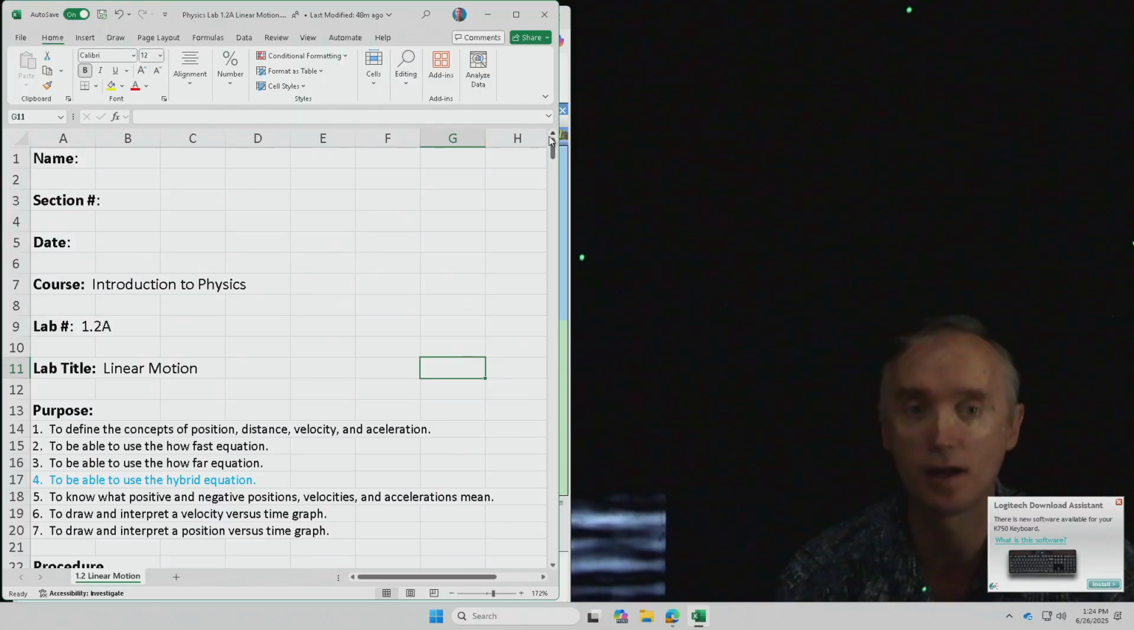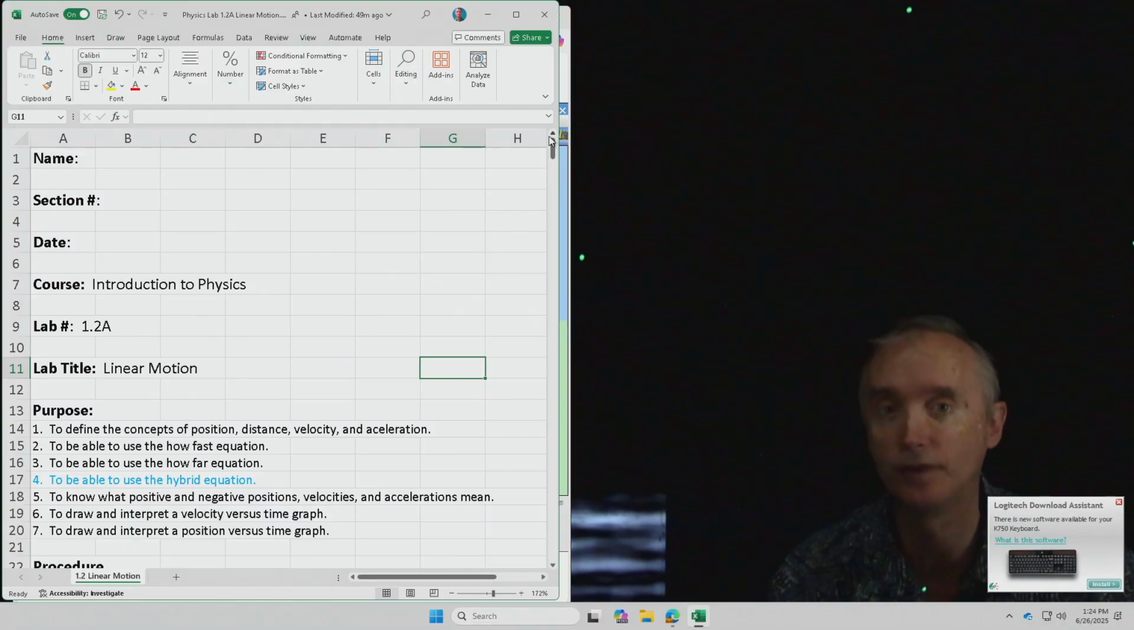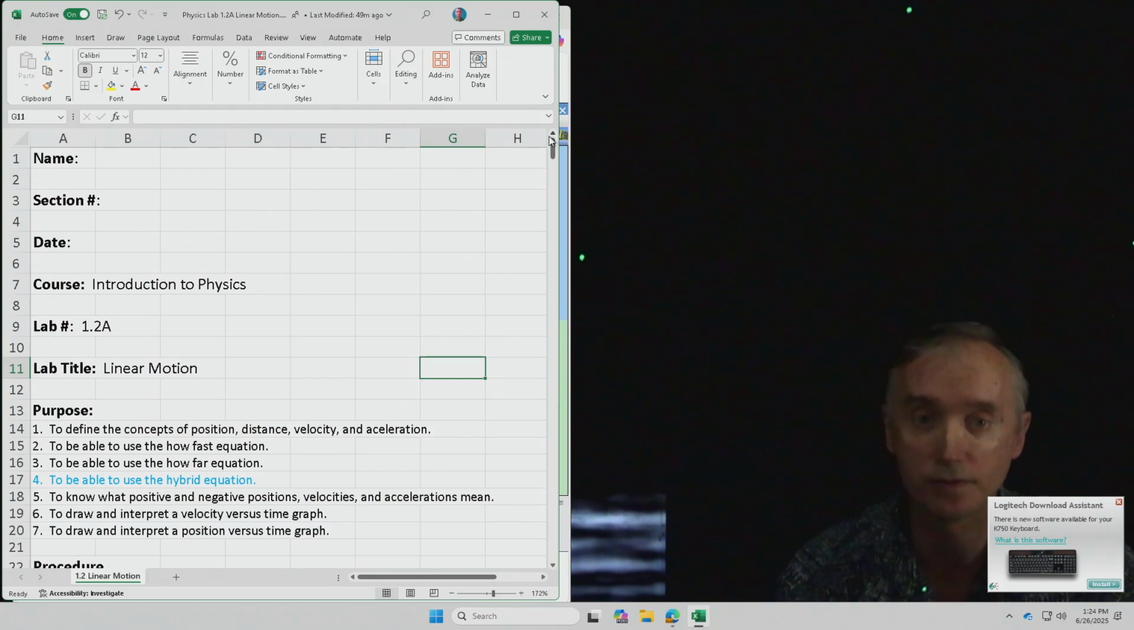You'll notice that the hybrid equation is in blue, so that means it's not going to be on your exam. Then number 5 is to know what we mean by positive and negative numbers when it comes to position, velocity, and acceleration. And then to be able to draw a velocity versus time graph and know what it means, and to be able to draw a position versus time graph and know what it means.